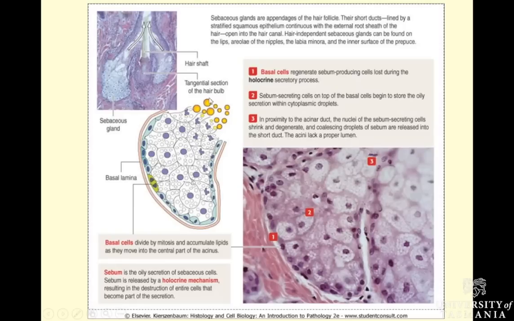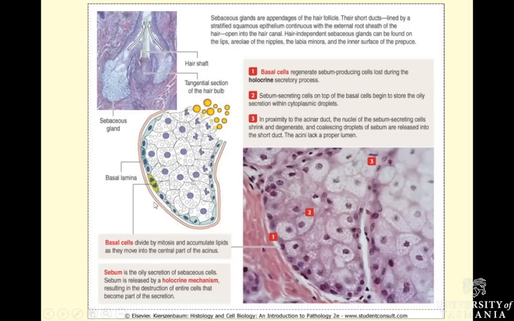So here, up in the top left-hand corner, we've got this classic branched acinar appearance. We've got our single duct, in this case the hair follicle, and then we've got one acinus here and another acinus on the other side. So we've got this branched acinar structure, remembering it's a downgrowth of the epidermis, just like the hair follicle is.